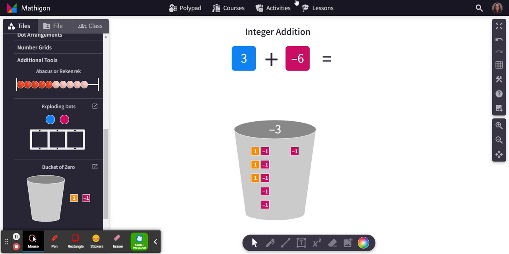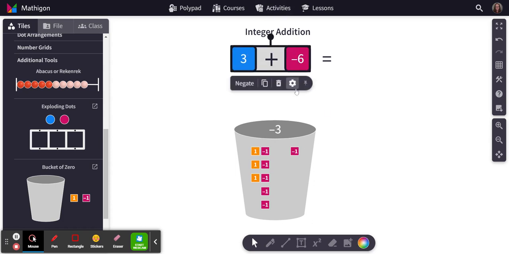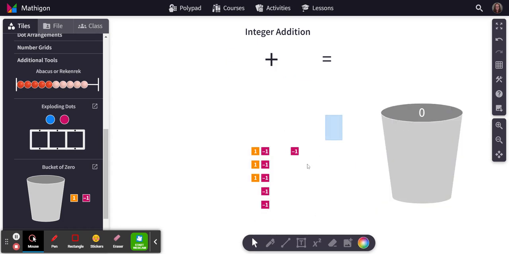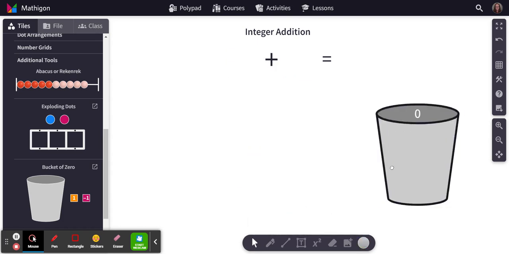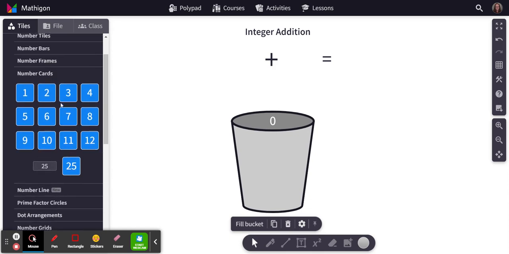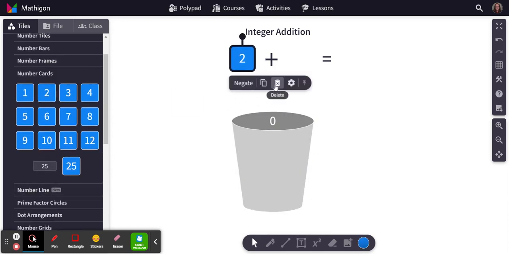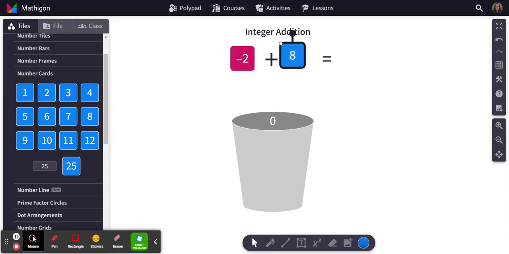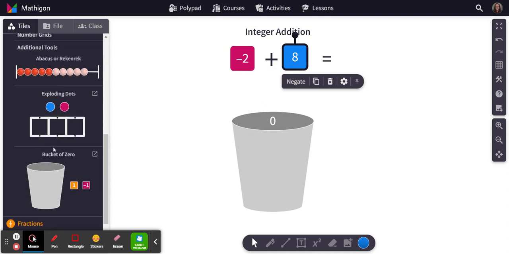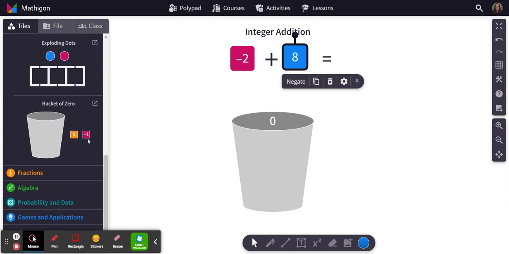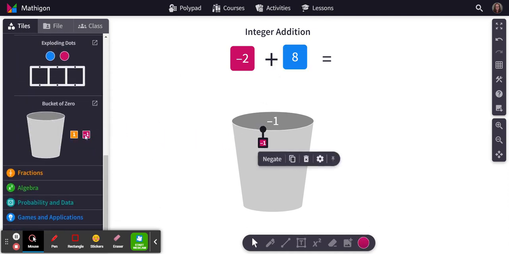All right, so let's do another question. Let's empty our bucket out. Okay, what if we start with negatives? So we have negatives in there, and we're going to add positives. We're going to add positive 8. So we start with negative 2 in our bucket. Okay, we want to add 8. So we're going to be putting in 8 positives.